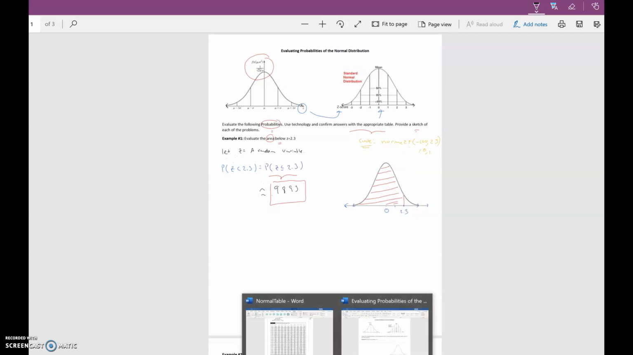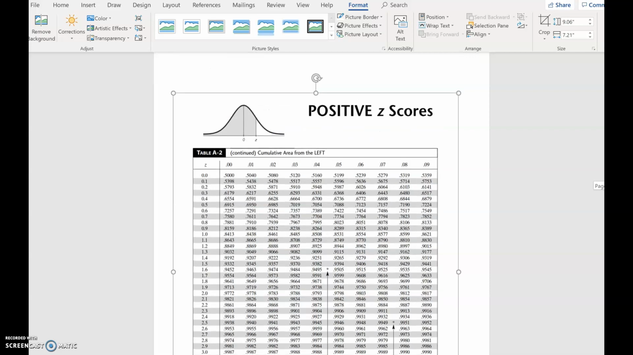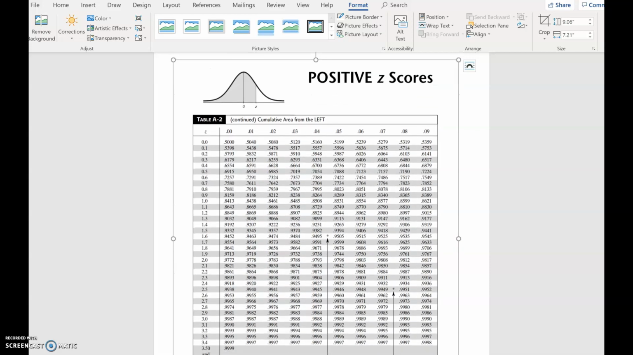Just one more comment on this actual table, and that is that the table only works on problems to the left.